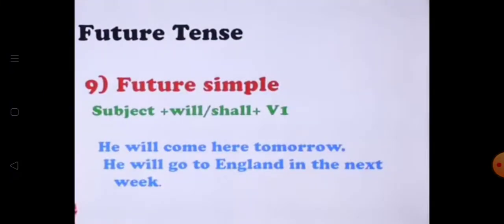Okay, the next, future tense. So in future tense, the first form is future simple. And the rule for it is subject plus will, shall plus the first form of the verb. For example, he will come here tomorrow. And the second example, he will go to England in the next week.